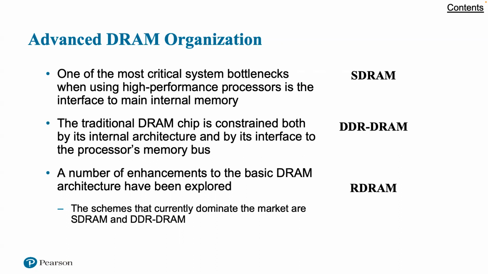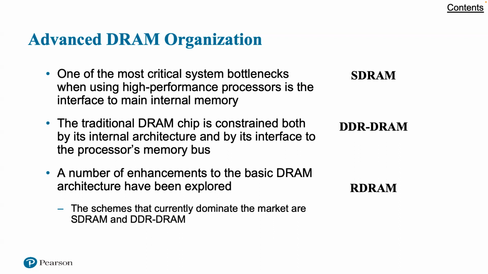So as discussed in chapter 1, one of the most critical system bottlenecks when using high performance processors is the interface to main internal memory. The interface is the most important pathway in the entire computer system. The basic building block of main memory remains the DRAM chip, as it has for decades. Until recently, there have been no significant changes in DRAM architecture since the 1970s. The traditional DRAM chip is constrained both by its internal architecture and its interface to the processor's memory bus.